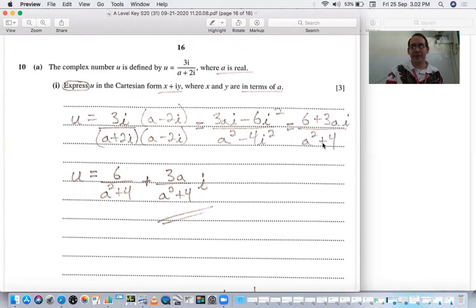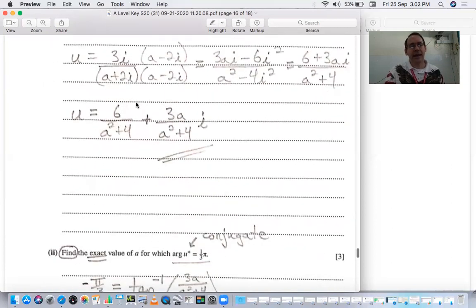So the denominator, remember, distributes to the numerator. So the a squared plus 4 distributes to both components on the numerator: to the 6, which is the real value part of our complex number, 6 divided by a squared plus 4, plus, and then distribute it to the right-hand term here. So the 3a is the coefficient part over a squared plus 4, and then the i shows that this is the imaginary part. So here we have it in terms of a.